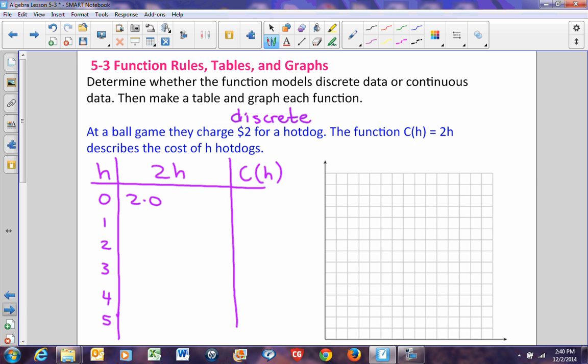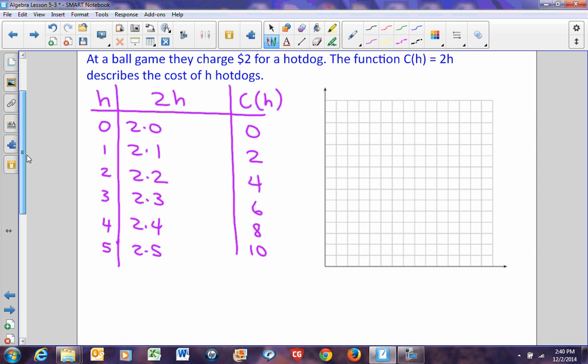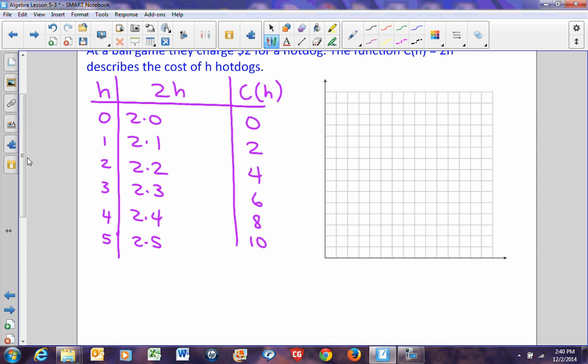Okay, 2 times 0 is 0. 2 times 1 is 2. 2 times 2 is 4. 2 times 3 is 6. 2 times 4 is 8. And 2 times 5 is 10. So there I have that. Now I can graph this on my lovely line here. So the x-axis is H, the y-axis is C of H. I remember H is the number of hot dogs.